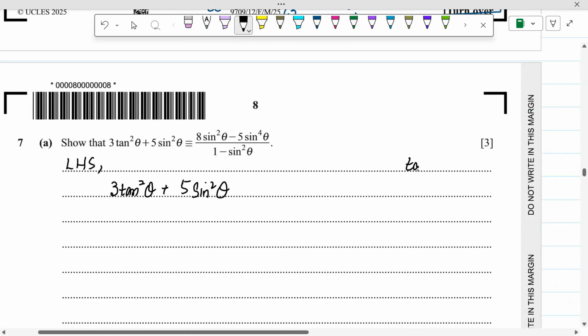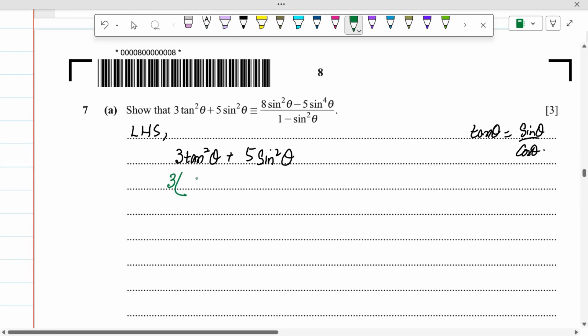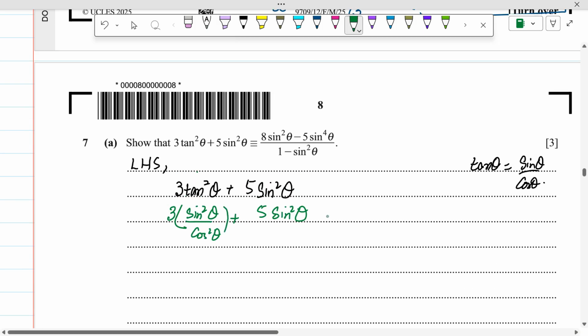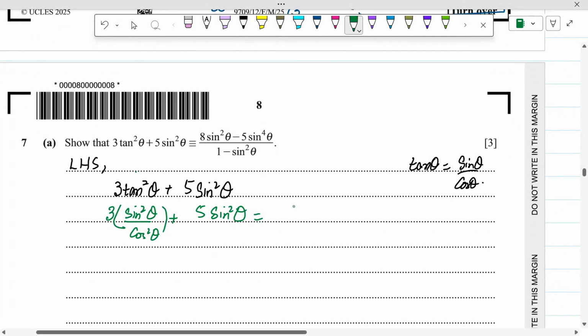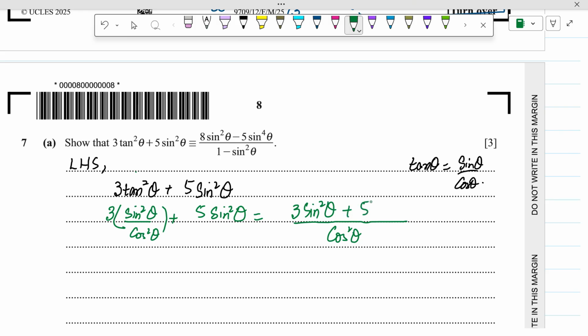We know that tangent of theta is equal to sine of theta over cos of theta. So we will have 3 tangent square, meaning sine square of theta over cos square of theta, plus 5 times sine square of theta, which equals 3 sine square of theta, taking cos square of theta as the LCM, plus 5 sine square of theta times cos square of theta.